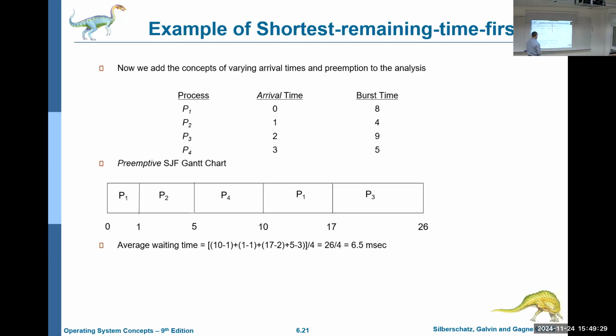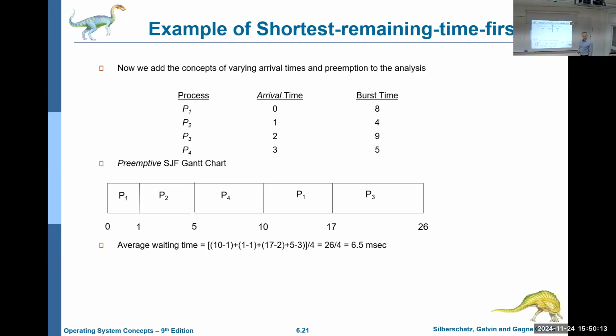So what is our wait time? For P1, it's 0. For P2, it's 8 minus 1, or 7. For P3, it's 17 minus 2, so it's 15. And for P4, it's 12, but P4 came at 3, so that's 9. So 0 plus 7 plus 15 plus 9 is 31, divided by 4 is 7 3/4.